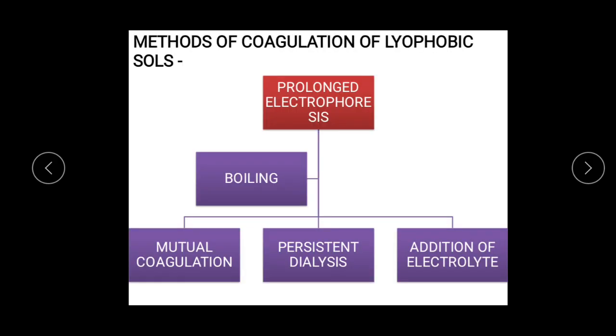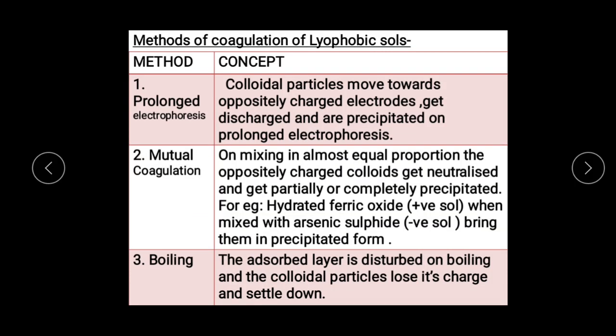Now, methods of coagulation of lyophobic sols. There are 5 methods: prolonged electrophoresis, boiling, mutual coagulation, persistent or prolonged dialysis, and addition of electrolyte. Now we see each of the methods. First is prolonged electrophoresis. You all know what electrophoresis is. So if colloidal particles move towards oppositely charged electrodes, they will get discharged and are precipitated. The second method, mutual coagulation. If you mix oppositely charged colloids in equal proportion, they will get neutralized and will be precipitated. Means if the charge is gone, they will precipitate.